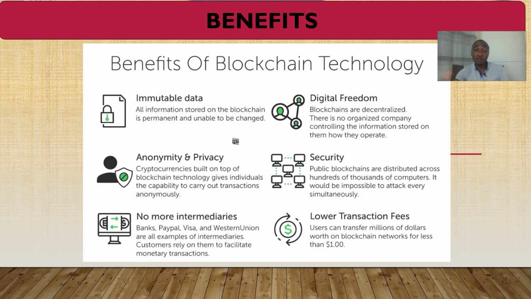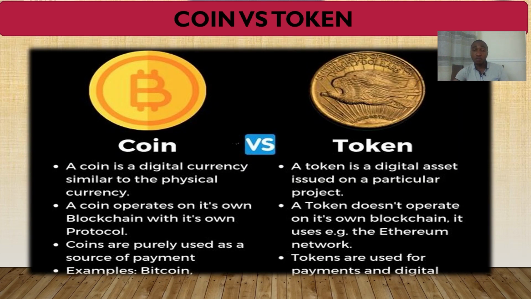We have anonymity and privacy, because when you send information, it's true that we can see the transaction, but we do not know who the person behind it is. We have the address, and that address or transaction has been validated on the network by validators. So those are the benefits of blockchain technology. We have others, but I've just taken a few because it's important to be brief in this session. So, what is the difference between a coin and a token?